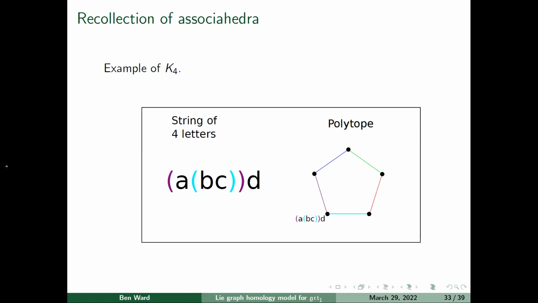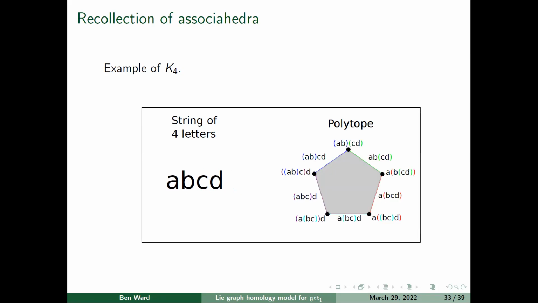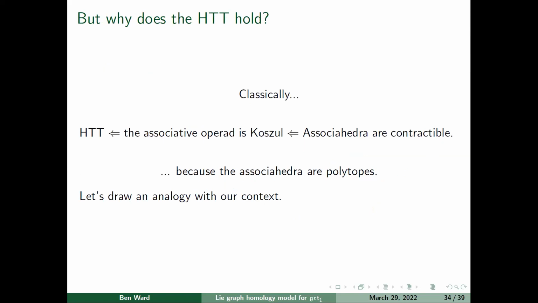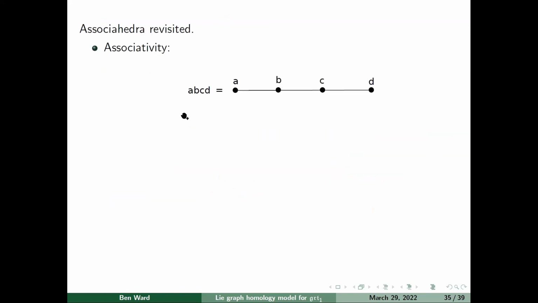I could also consider this string having removed 2 pairs of parentheses and call that a 2-cell. So the standard construction of associahedra is we look at all ways to parenthesize elements. Okay, so let's generalize that, or draw an analogy to our current context. So associativity, instead of drawing it as ABCD, let me put it as vertices A, B, C, D in a graph. This is a particularly simple graph.